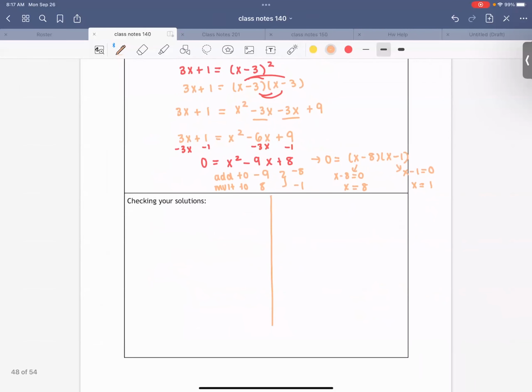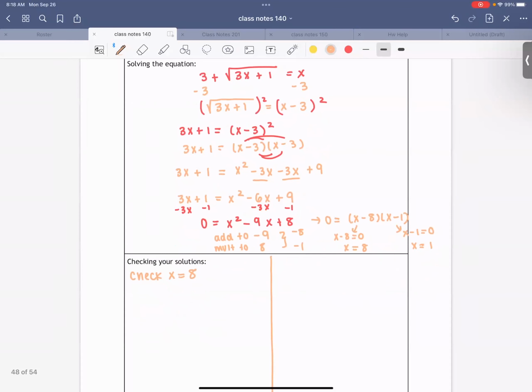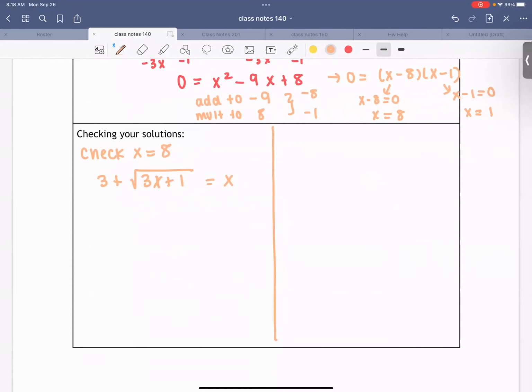We have two solutions, so we can plug them in, right? So I'm going to check x equals 8 first. Let's go with the hard one first. Okay. When we check our solutions, we go to the very beginning of the problem, and we plug it in. So I'm going to write 3 plus the square root of 3x plus 1 equals x. That's my original equation. Plugging in 8, well, that's easy. 3 plus the square root of 3 times 8 plus 1 equals 8, question mark. Just plug in 8.